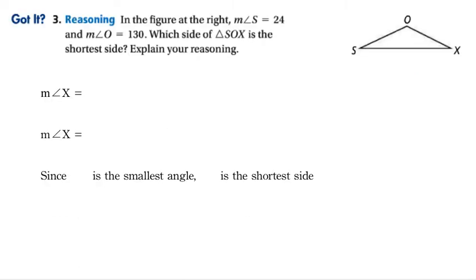Here's a problem. In the figure at the right, angle S is 24 degrees, angle O is 130. Which side of the triangle is the shortest side? And explain your reasoning. Well, we need to find the smallest angle first of all. We know angle S and we know angle O. We need angle X. The measure of angle X is equal to 180 minus the sum of the other two. When we figure that out, we get 26 degrees. So when we look at the angle measures, we have 24, 130, and 26. Angle S is the smallest angle. So the opposite side, which is OX, has to be the shortest side.